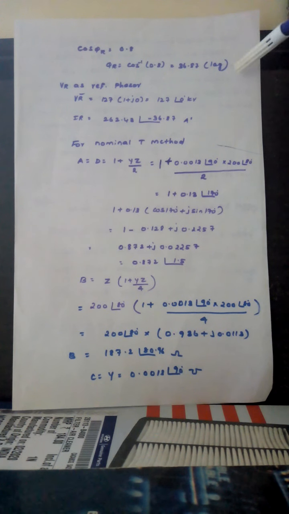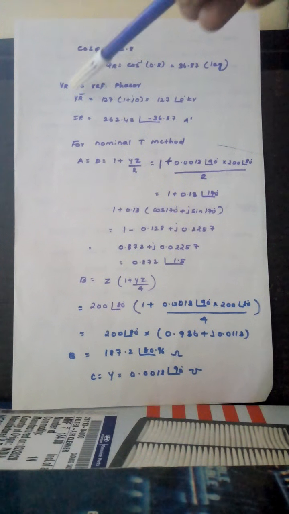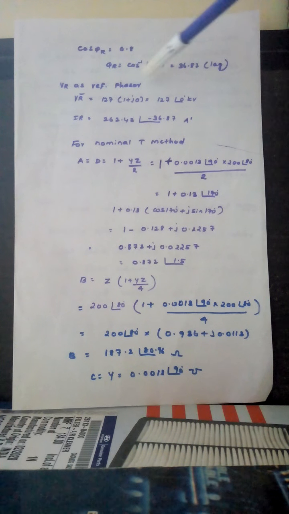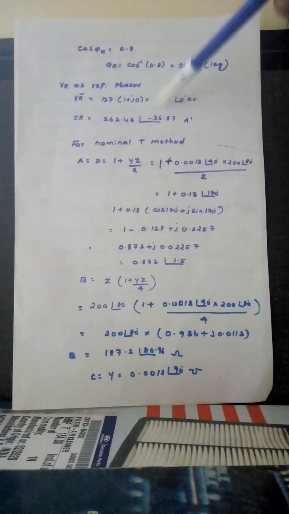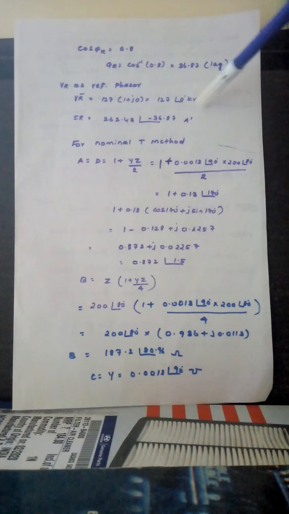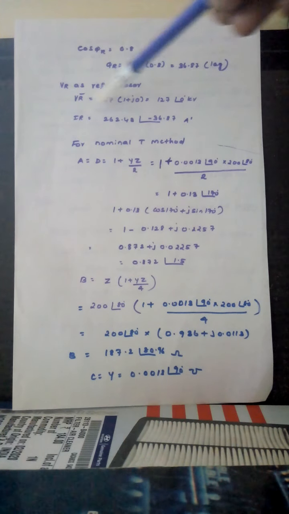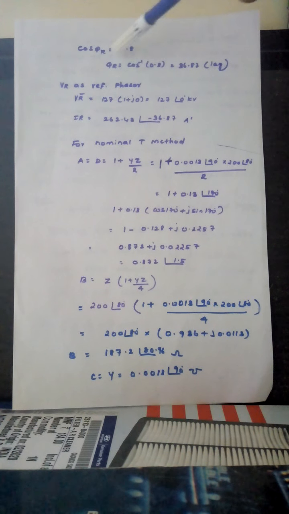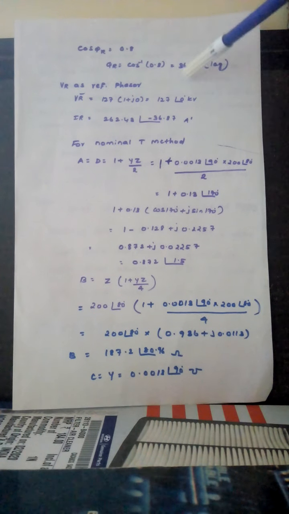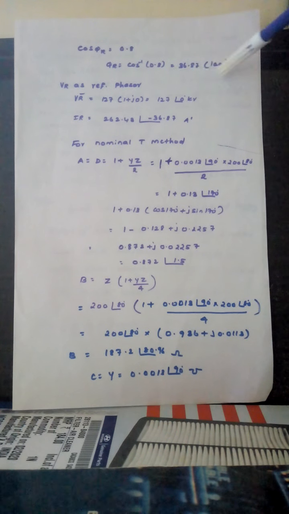It is a lagging power factor, and here VR is the reference phasor, so we take VR at an angle 0. The VR value we got is 127 at an angle 0 kV, and IR is 262.43. Since it is a lagging power factor, the angle is minus 36.87.